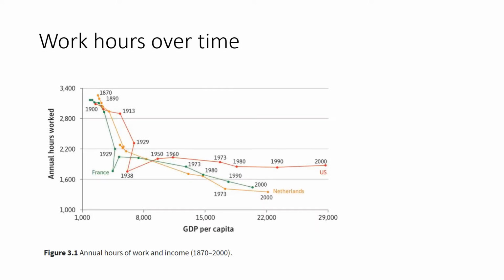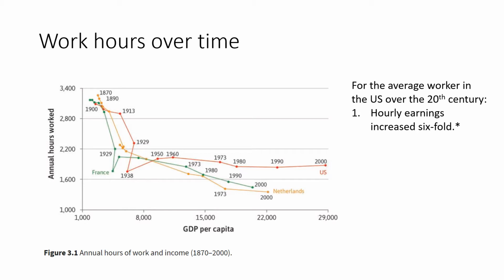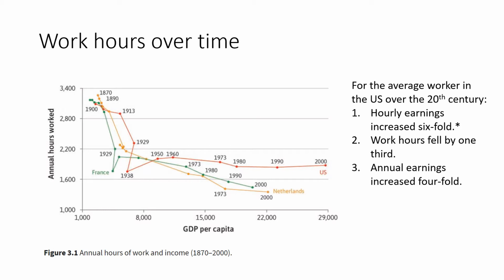At the end of last week's lecture, we saw that since the Industrial Revolution, real wages have increased with labor productivity. But how have work hours changed over time? If we look at this graph, we will see that for the average worker in the US over the 20th century, hourly earnings have increased sixfold. Work hours have only fallen by 1/3, and this translates to annual earnings increasing fourfold.